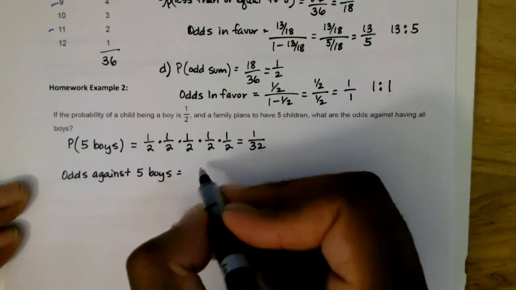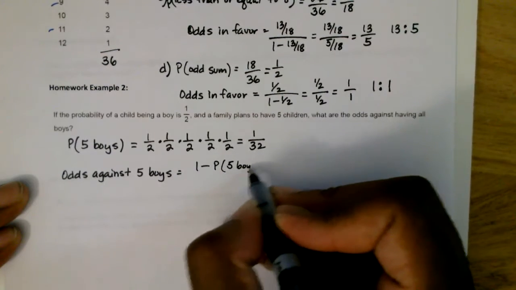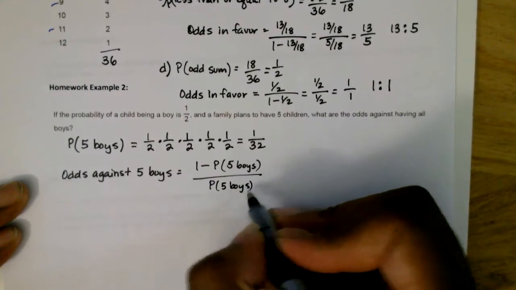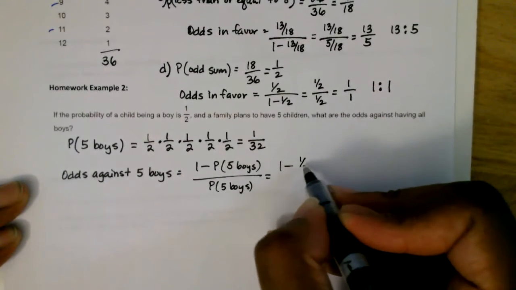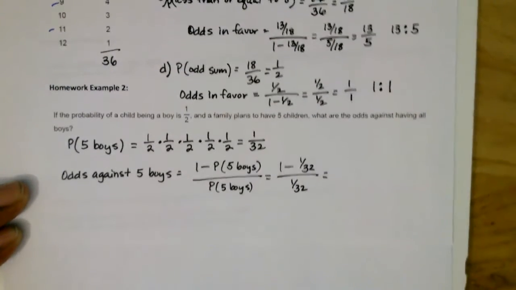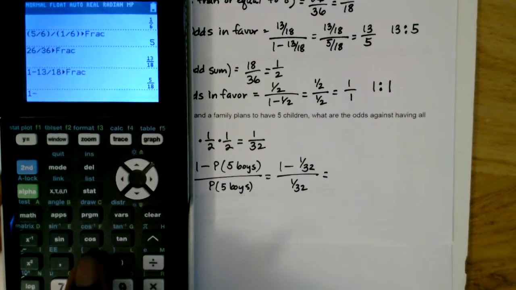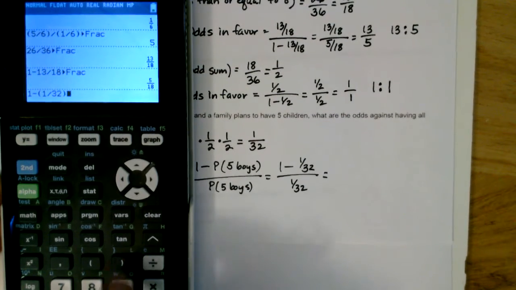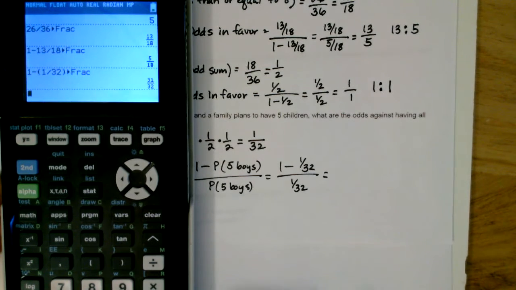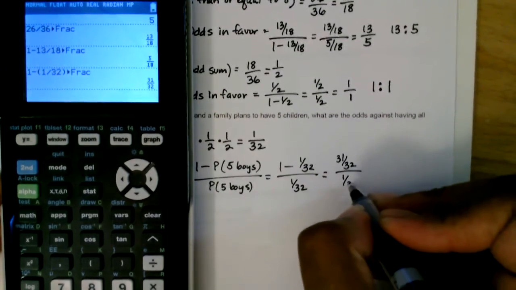This time, it's going to be 1 minus the probability of 5 boys, divided by the probability of 5 boys. So now we've got 1 minus 1 over 32, divided by 1 over 32. Now, if you want me to do this in the calculator, that's fine. It'll be 1 minus 1 divided by 32, and notice it's in parentheses. Press the math key, number 1 for fraction. We'll get 31 over 32 divided by 1 over 32.